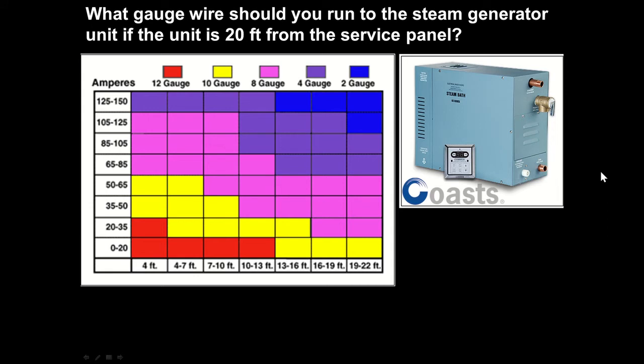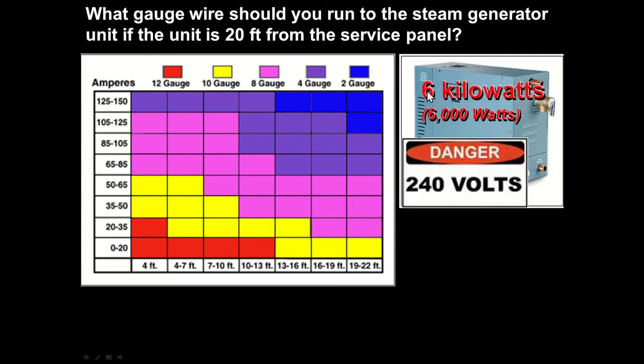An interesting example I came across as I was trying to remodel my bathroom was we were going to add a steam shower to the bathroom, where you have this steam generator that pumps steam into the shower. And this had to be connected to the service panel behind the house, and it was about 20 feet away. I knew that it was a 6 kilowatt generator, 6,000 watts, and I was going to plug it into 240 volts. That was the service panel.